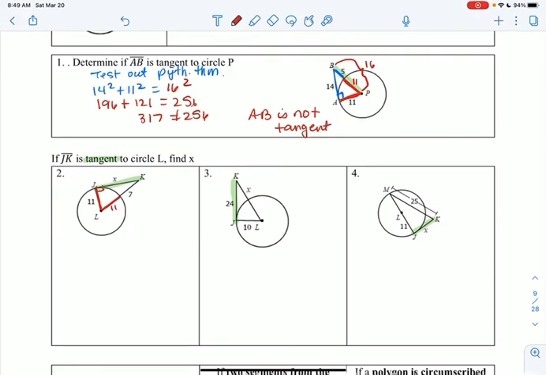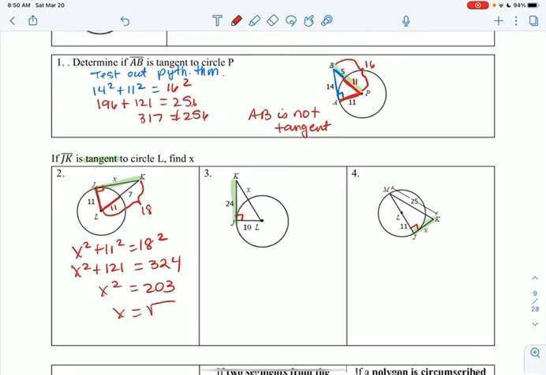Sometimes I might have to be a little creative in figuring out certain lengths, like LK is really 11 plus 7, which is 18. Now I can do the Pythagorean theorem: x squared plus 11 squared equals 18 squared. I know these lines are all tangent, therefore they're perpendicular, so these are all right angles. So x squared plus 121 equals 324. I subtract 121 and I get 203. So x is the square root of 203. Unless they tell me to round it off, I'm going to leave my answer just like that.